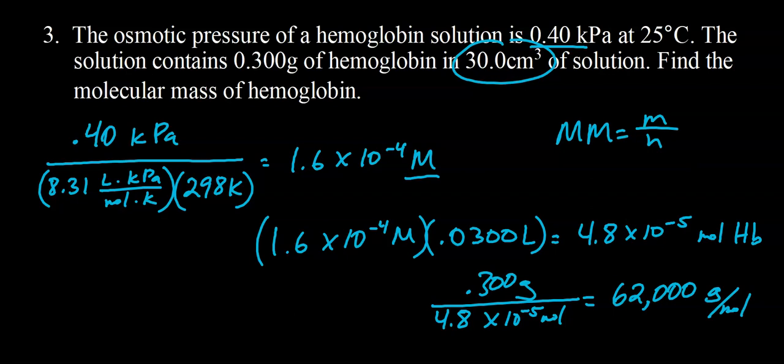So once again, we want 2 significant figures in our answer, all because of our 0.40 kilopascals. And so when we get our molar mass, we get about 62,000, 6.2 times 10 to the fourth grams per mole, or 62,000 AMU technically. If we're answering the question as asked, we're trying to find molecular mass. So 62,000 AMU.